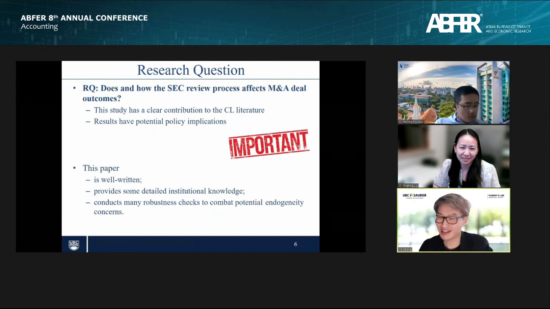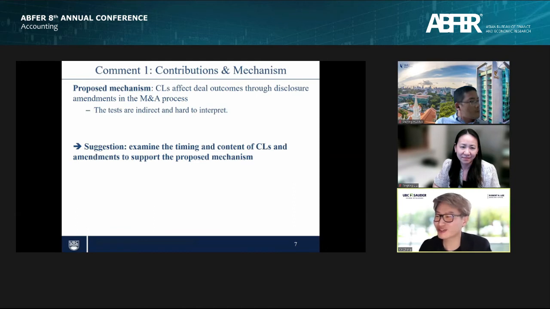But to me, it's actually missing one big mark that they can easily resolve. And perhaps you don't need to do so many endogeneity checks anymore once you can narrow down the timing and content of comment letters and amendments to support the proposed mechanism.